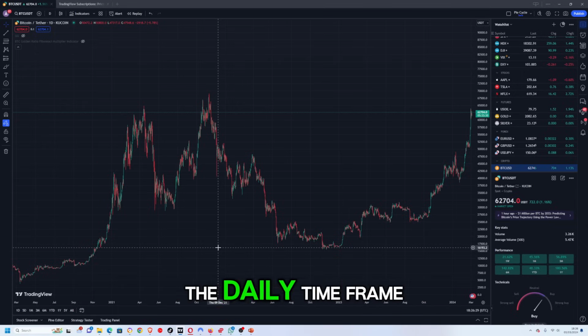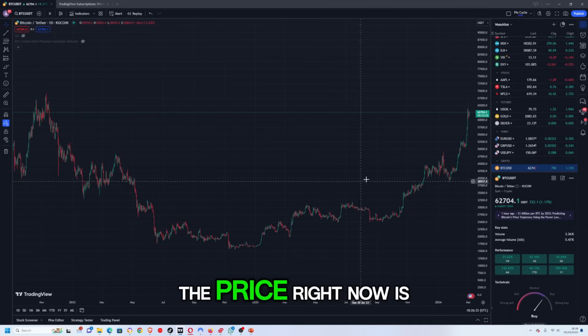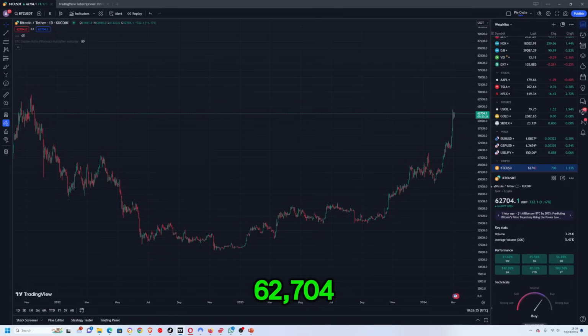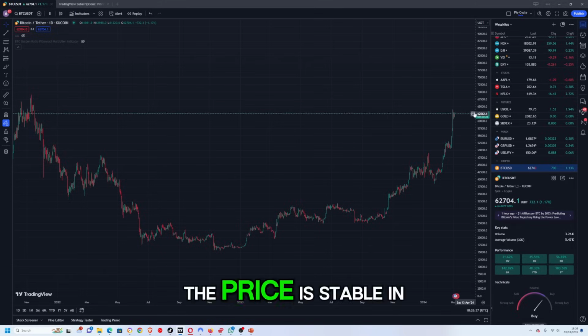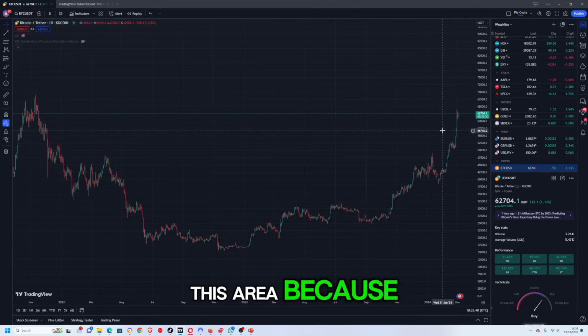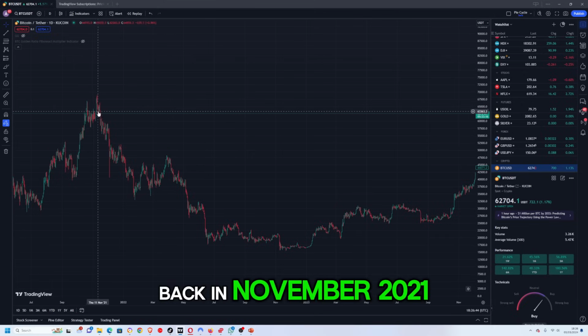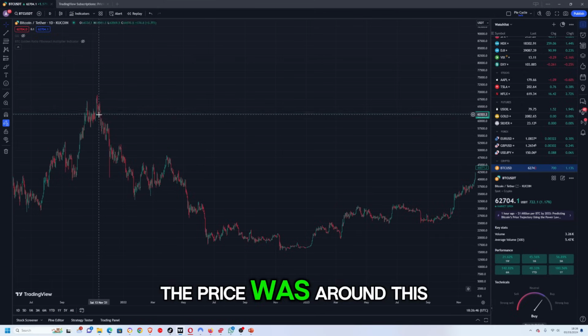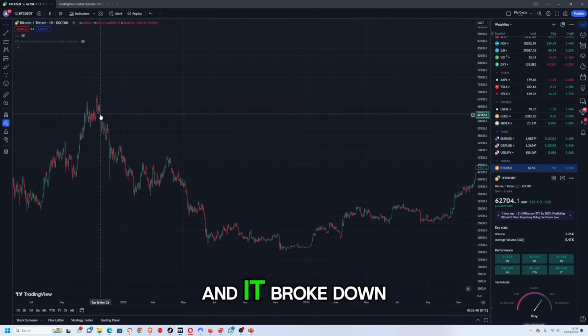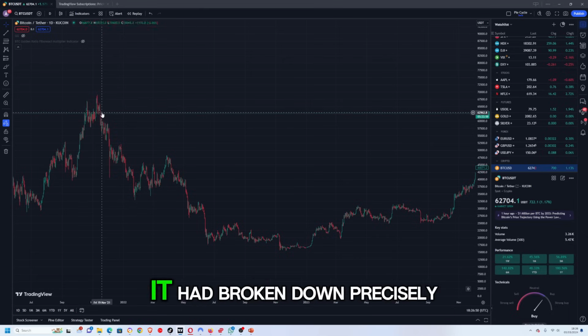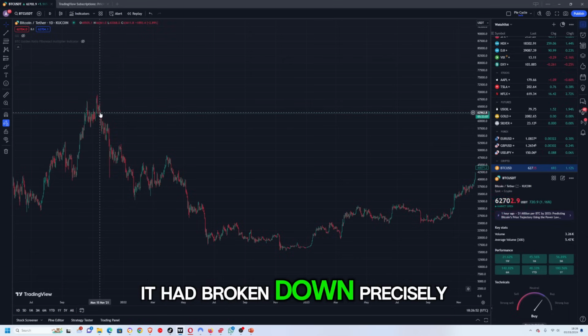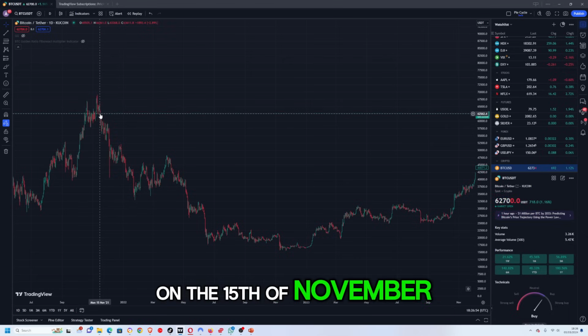So if you're looking at the daily time frame, as we are right now, as you can see, the price right now is 62,704. The price is stable in this area because back in November 2021 the price was around this area and it broke down. It had broken down precisely on the 15th of November.